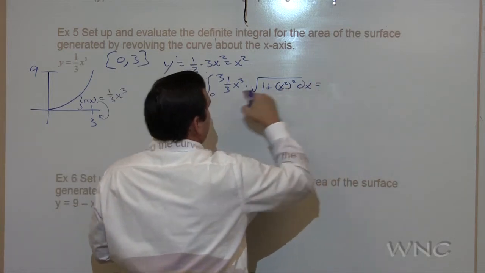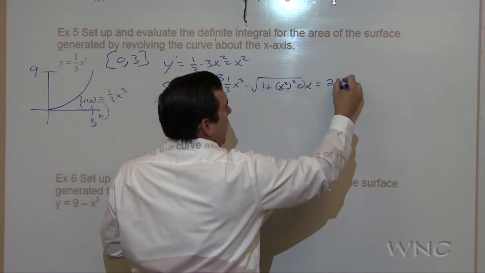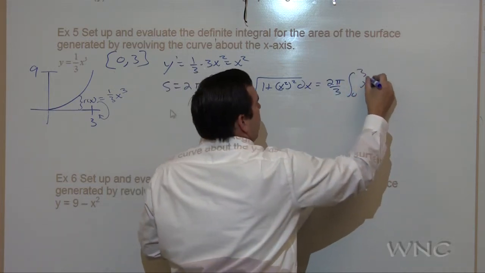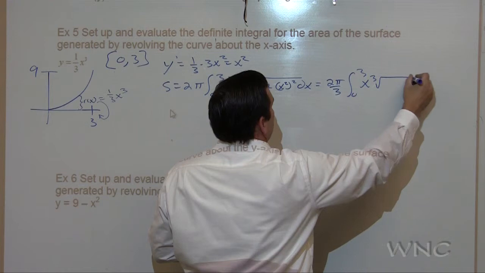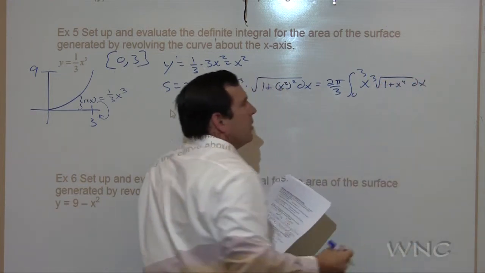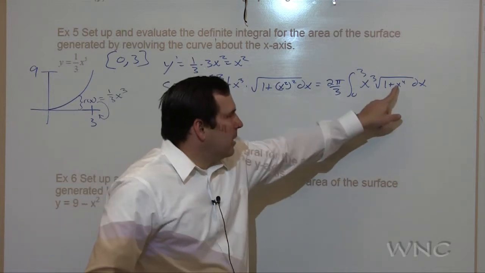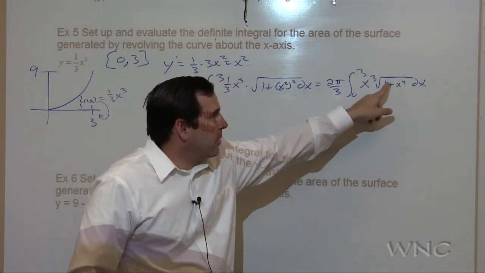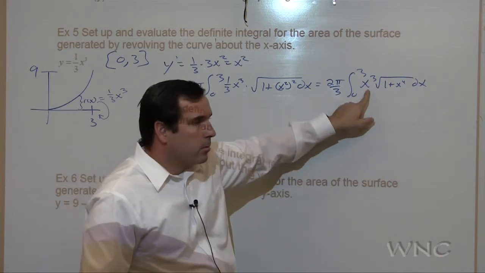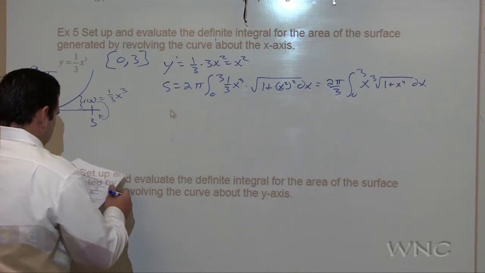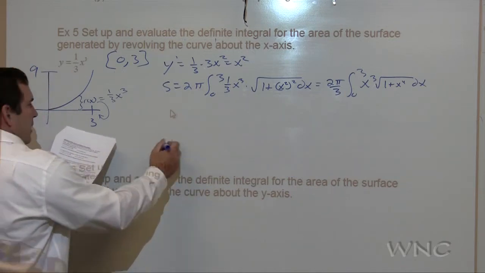So I'm going to pull this 1/3 out. 2 pi over 3 times the integral from 0 to 3 of x cubed times the square root of 1 plus x to the 4th dx. So this is interesting because if I'm doing a u substitution, u is 1 plus x to the 4th, du is 4x cubed dx. So integrating this is kind of nice.